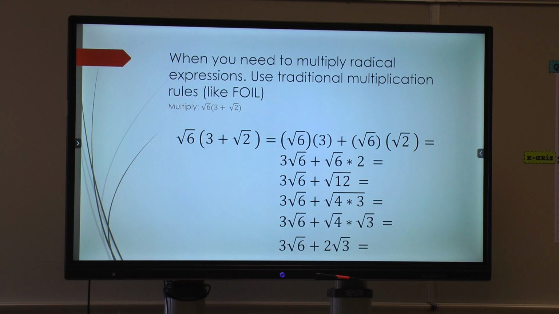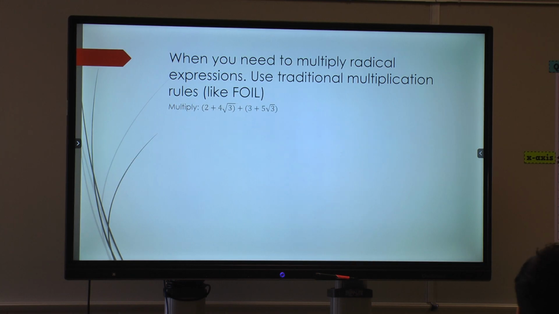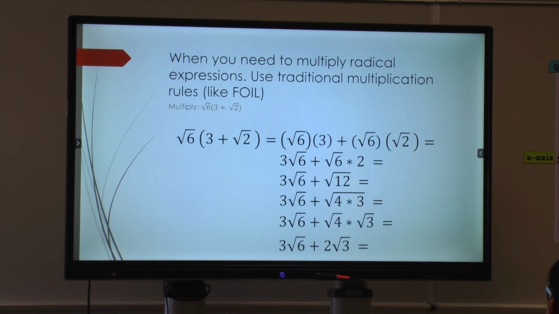So could I add 3 radical 6 plus 2 radical 3? Are my radicals the same? No. You can't add them. Your answer is 3 radical 6 plus 2 radical 3, because the 6 and 3 are not common. You can't add two uncommon radicals together.